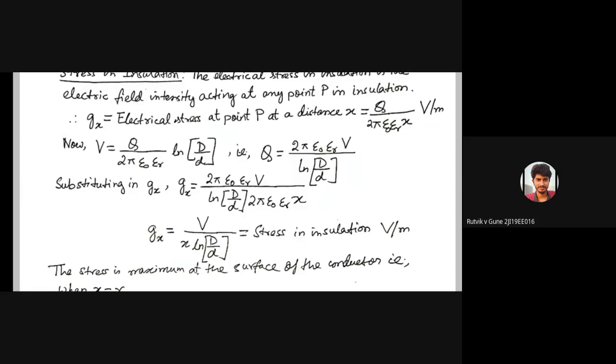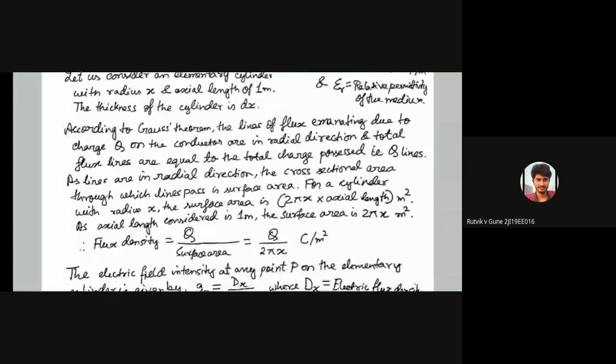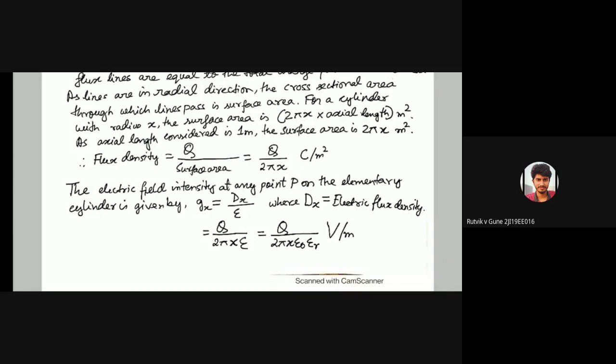How? The relation in integration you will understand with this. You see, this value was there. V is the integration of Gx dx. Now in V equals integral of Gx dx, you are putting the value of Gx, which was what? Which was this value, q by 2 pi epsilon. So the Gx value is q by 2 pi epsilon. Now this only you are getting here.